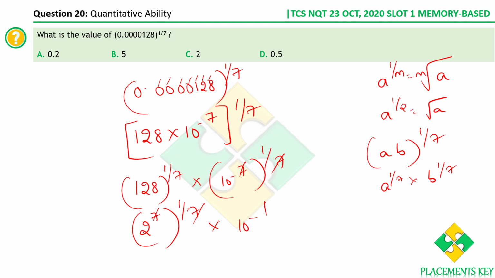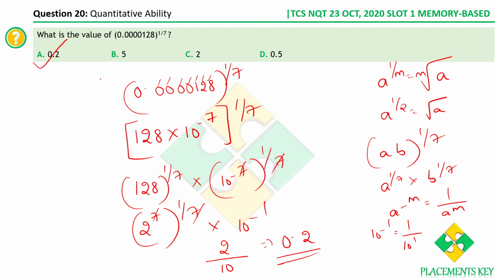So effectively you have 2 into 10 power minus 1. So it is 2 by 10, because a power minus m is 1 by a power m. Therefore 10 power minus 1 is 1 by 10 power 1. So 2 by 10, you get the answer as 0.2. It is option A. It's all about identities, the exponential identities. If you know that, you can easily solve this question.